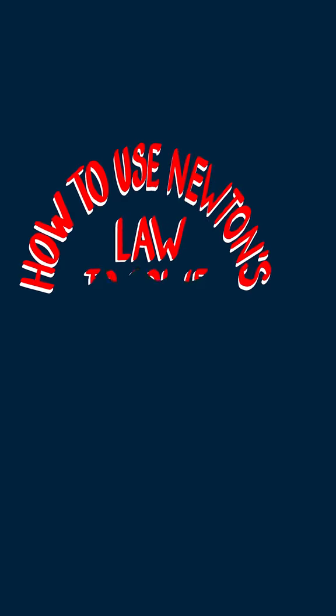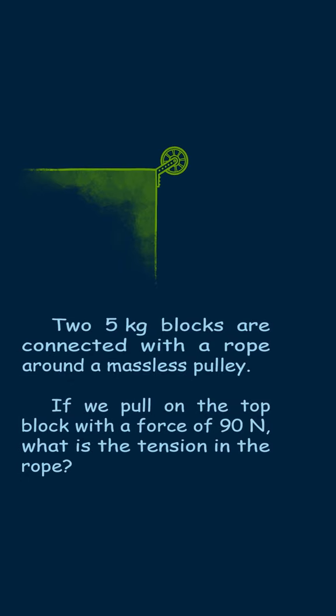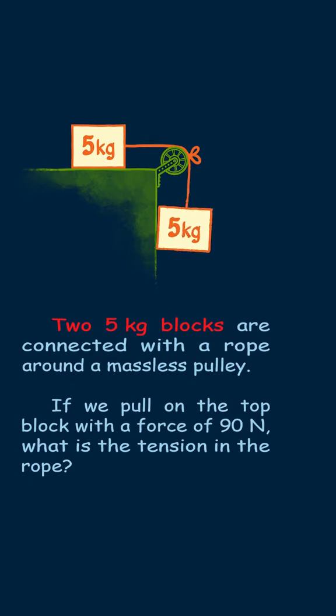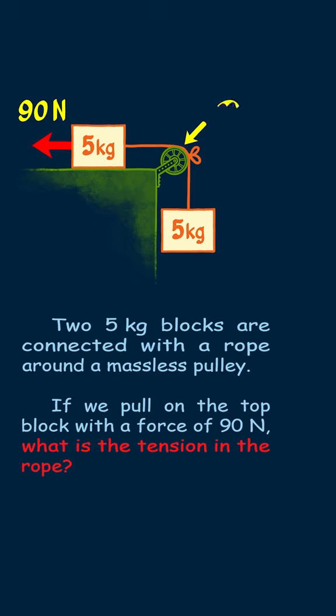Here's how to use Newton's laws to solve force problems in physics. So in this example, we are given two 5-kilogram blocks that are connected by a rope. One block hangs over a massless pulley, while the other block is being pulled to the left with a force of 90 newtons. And they're asking us to find the tension in the rope.